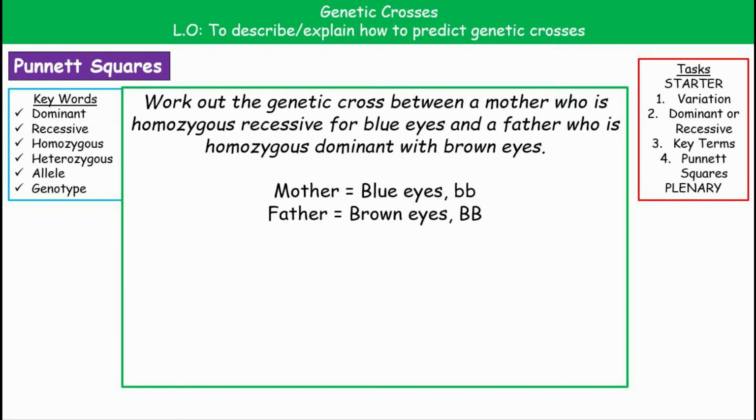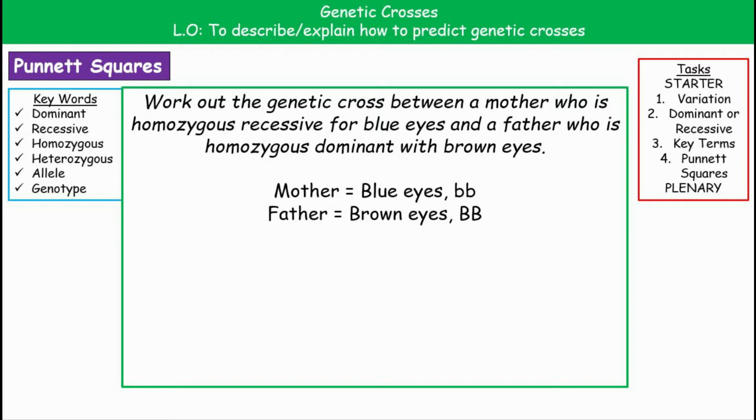So, kind of question we could see is one like this. Work out the genetic cross between a mother who is homozygous recessive for blue eyes and a father who is homozygous dominant with brown eyes. So what we do first of all is we write down the phenotype of our parents. So the mother in this case, the phenotype, what the characteristics she shows, is blue eyes. And for the father, it's brown eyes. So we get that from the question.